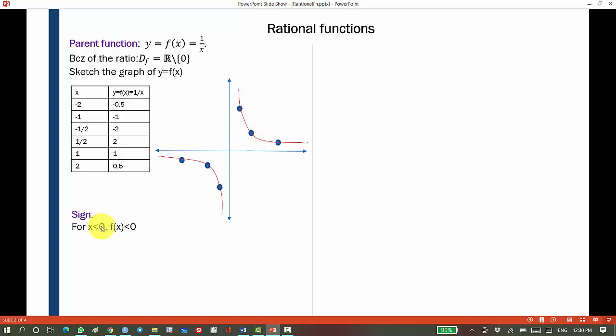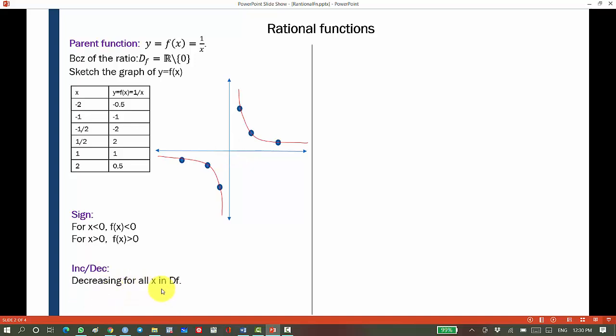The sign of this function is negative when x is negative, and the sign of the function is positive when x is positive. As we can see clearly in the graph, for negative x, the graph is below the x-axis, and for positive x, the graph is above the x-axis, and the two parts are separated by the y-axis, in which x is equal to 0, for which the function is not defined.